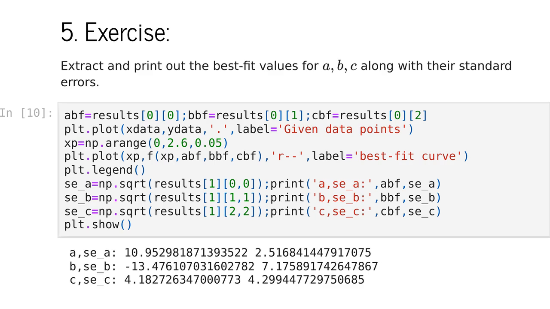Critically, the code also calculates the standard error for each parameter. This is done by accessing the diagonal elements of the covariance matrix, which is results at index 1, and taking their square root. Finally, it prints out the best fit values for a, b, and c, each accompanied by its calculated standard error. This provides a complete summary of our fitting procedure, both visually and numerically.